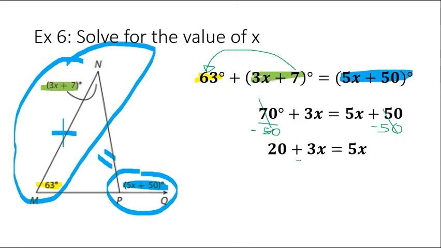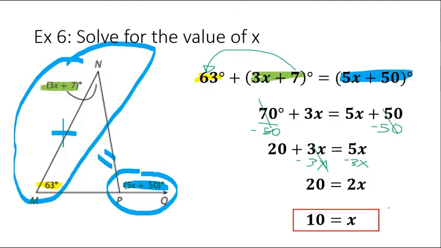Next thing I do is subtract 3x from both sides. So remember, this eliminates. So I get 20 equals, remember, 5 minus 3 is 2x. And last thing I do is divide by 2. So I end up getting x equals 10 is the answer. Okay, so now let's go to the last example, example 7.